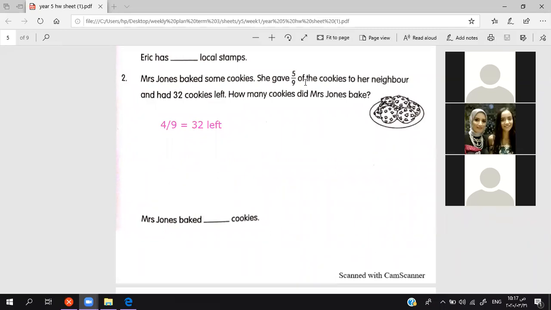Miss, I don't have the sheet yet. Why, dear, don't you have the sheet? I sent it. They sent it on the group.